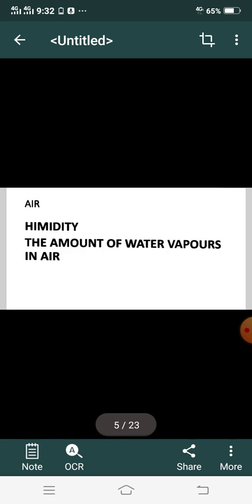Now, another important term is humidity. This is actually the amount of water vapors present in air. For example, when the sun shines and the ocean water is exposed to sunlight, it generates a process of evaporation, and the sea water is converted into vapor state. Now, where have these vapors gone? They also go to the air.